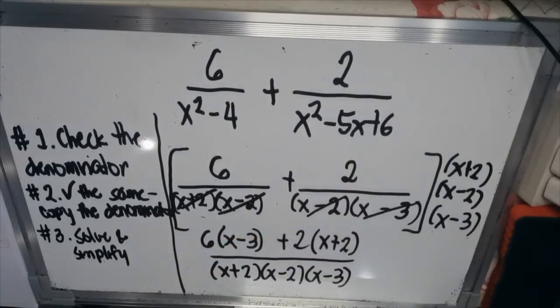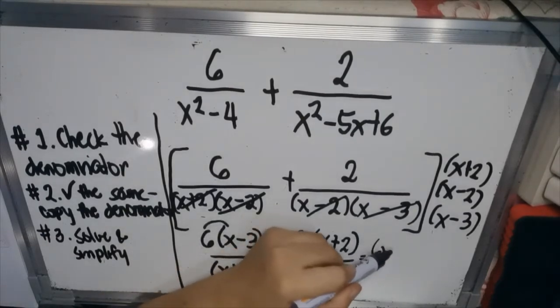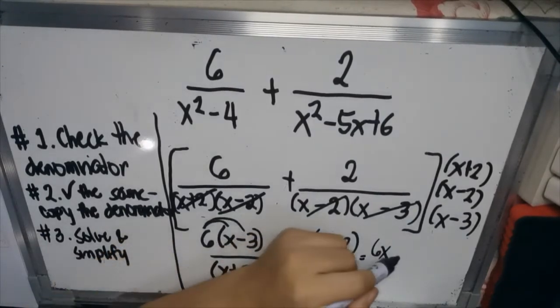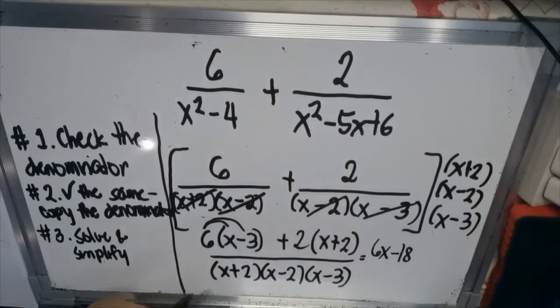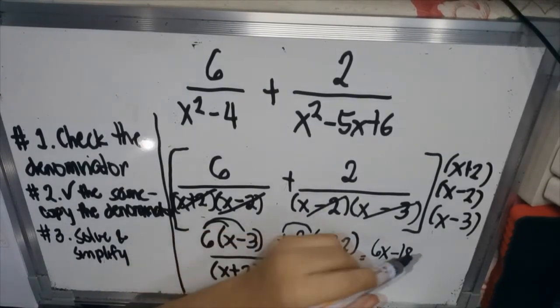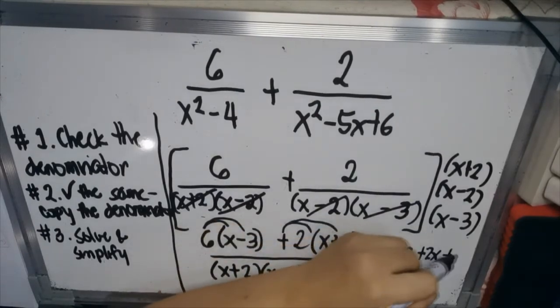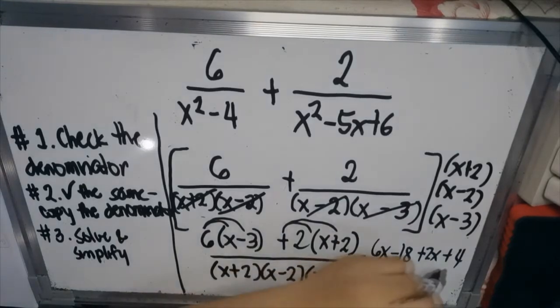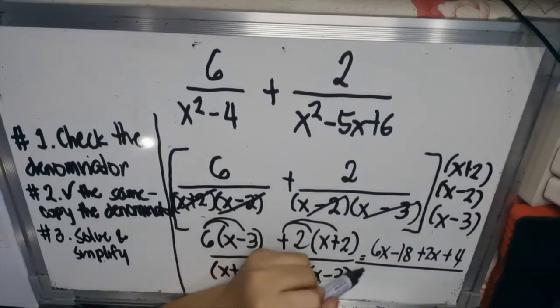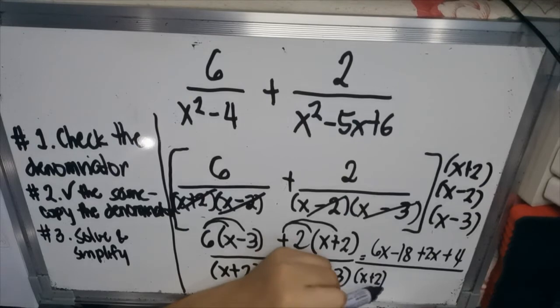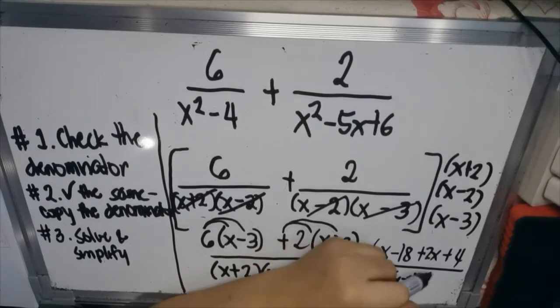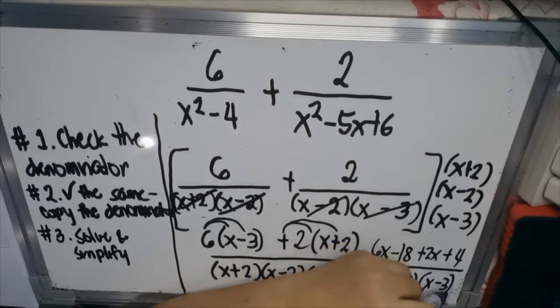Okay? Susunod. Next, since na-simplify na natin, distribute na natin yung numerator. So, 6 times x, 6x. 6 times negative 3, negative 18. Plus 2 times x, 2x. 2 times 2, 4. Tama? Over our x plus 2, x minus 2, and x minus 3.